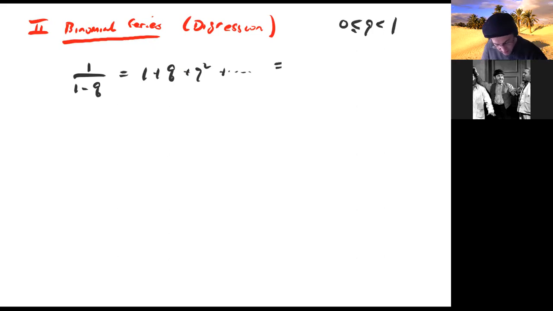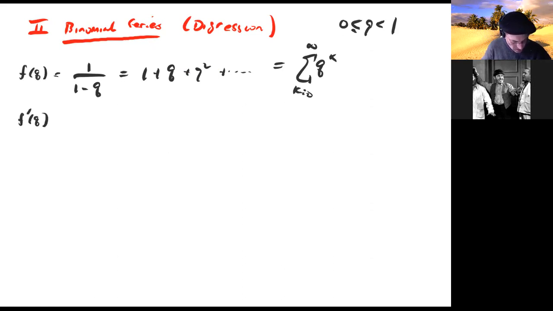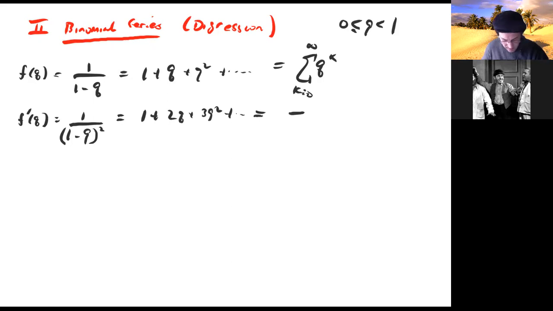Okay, so that's the summation of q to the power of k, k goes from 0 to infinity. We could call this f of q, and we can compute f prime of q, which is the derivative of 1 over 1 minus q, which is 1 over 1 minus q squared. We did this before. We saw that we got 1 plus 2q plus 3q squared, etc. This gives me the summation, which you could write like this: k plus 1 times q to the power of k, k going from 0 to infinity. Okay, I'm going to keep going.